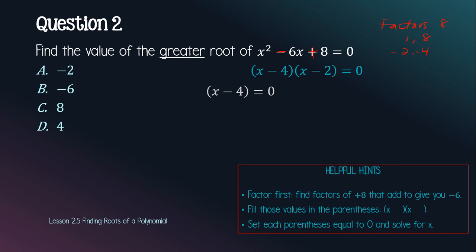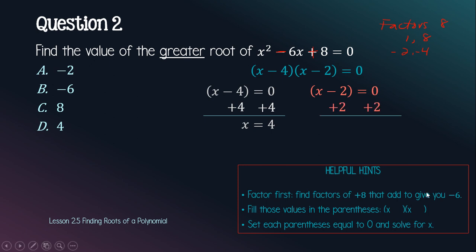I take that x minus 4, I set it equal to 0. Since it's a subtraction, I add to undo the subtraction, or to take the inverse operation, and I end up with x equals positive 4. And then I do the same thing for the other side. I had x minus 2 equals 0. I go ahead and I add 2 to both sides.